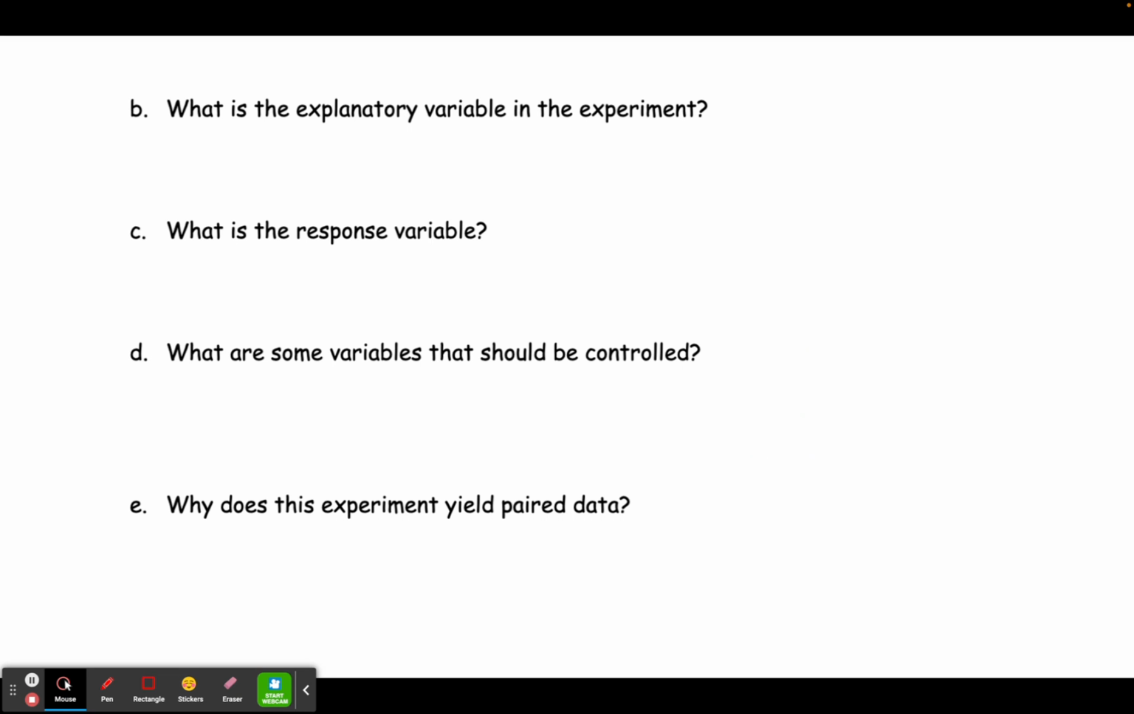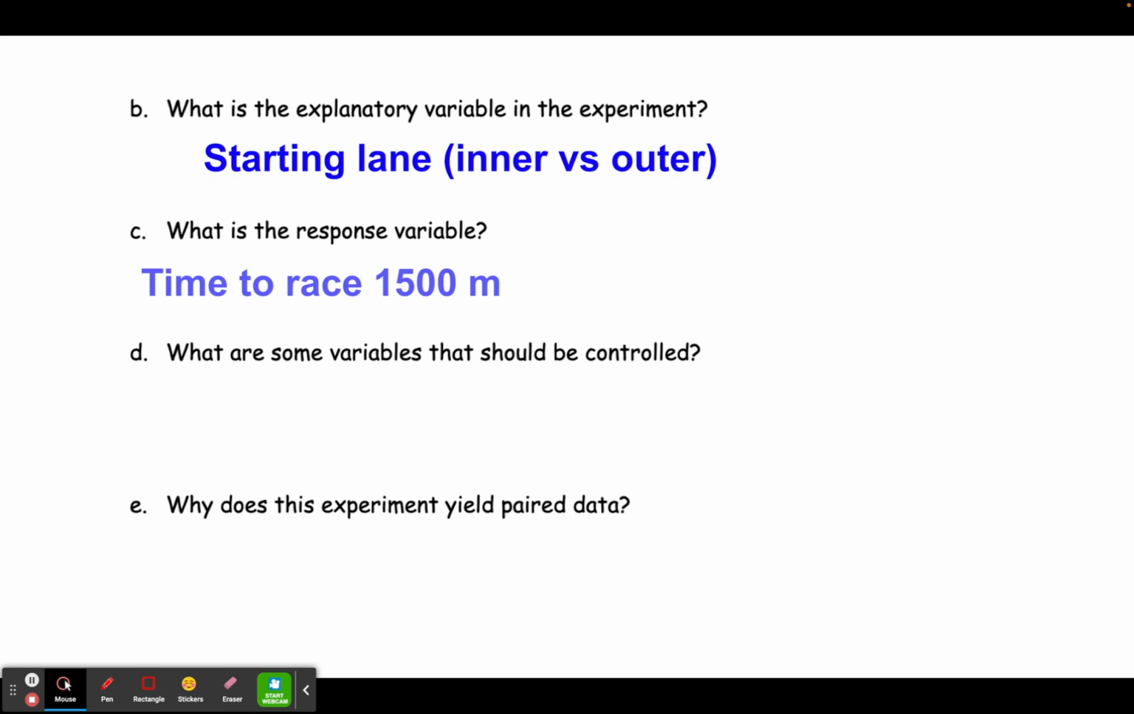Now, part B is going to ask you some questions about the experiment. Part B asks, what is the explanatory variable in this experiment? Well, in this case, the starting lane is our explanatory variable, right? Whether they start in the inner or the outer lane. The response variable, you may remember, is what we measure at the end of the experiment. And what we're measuring is the time that is needed to race the 1,500 meters.